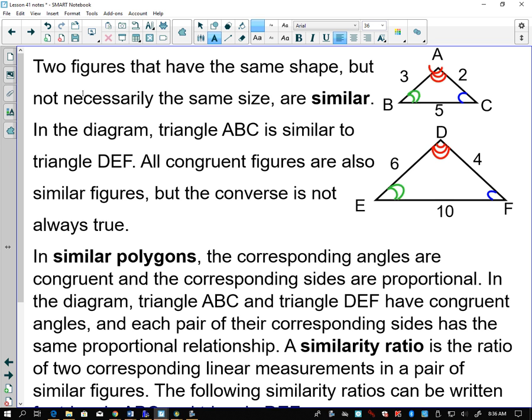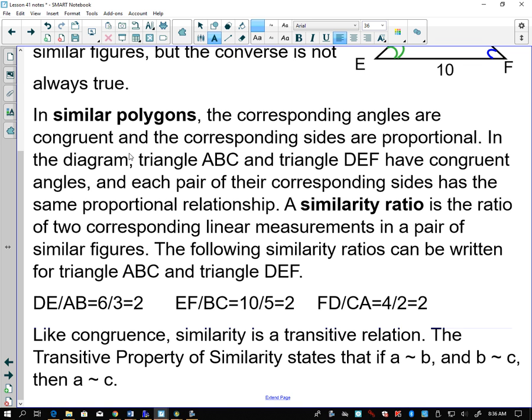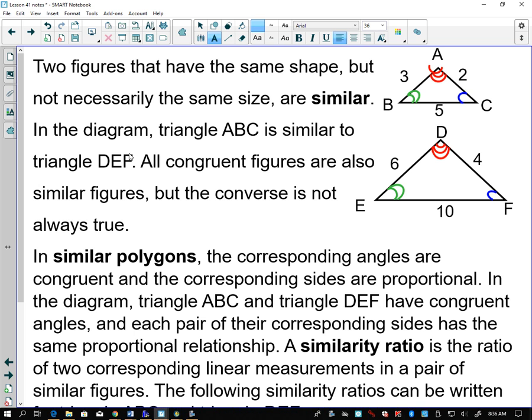All right, in similar polygons, so it's not just triangles, the corresponding angles are congruent, the corresponding sides are proportional, but they all have to have the same scale factor, okay? If I came up here and I changed just one of these to something that isn't going to have the same scale factor, like let's say I say that this is 15, right? Well, 3 to 2 is 1/2, and 2 to 4 is 1/2, but 5 to 15 is 1/3.